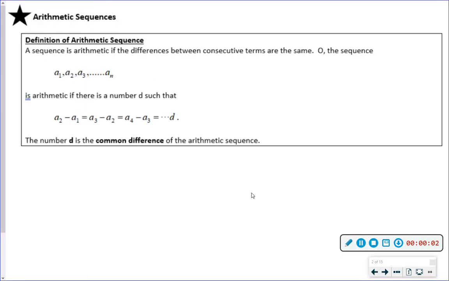Okay, so you've got the formula on the sheet. Let me just explain this really quickly to you. So what is happening is they're subtracting the terms here, the second term minus the first, the third minus the second. They call that the common difference. You're going to get the same exact value every time you subtract.